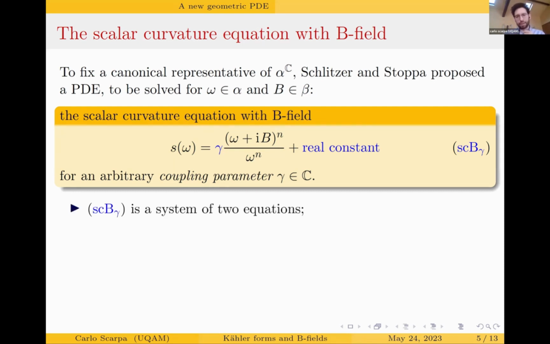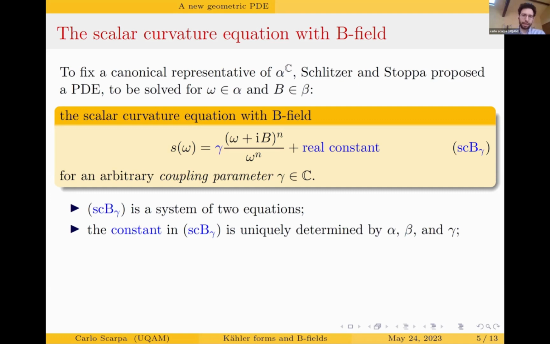And I will rewrite this as a system slightly more explicitly in the next slide. But still, it's a system of equations, and actually also the coupling parameter is not really completely arbitrary. But the constant instead is completely fixed once you have fixed the Kähler class, the other homology class beta, and this coupling parameter gamma. And this is just by integration.